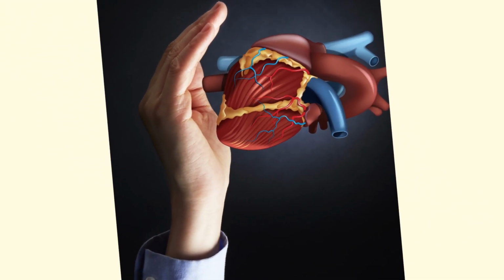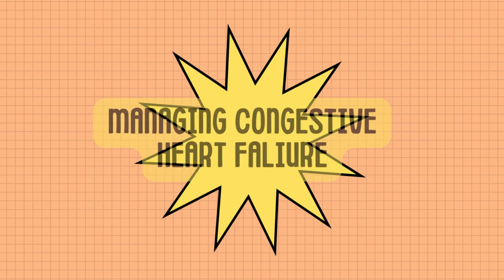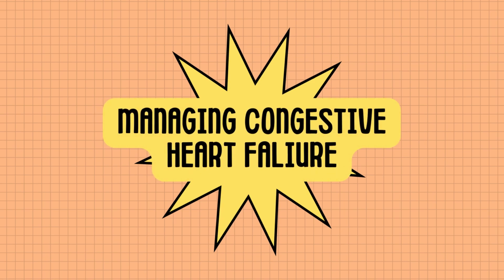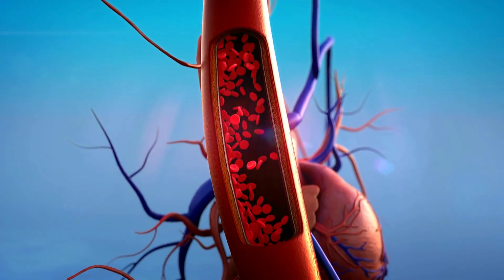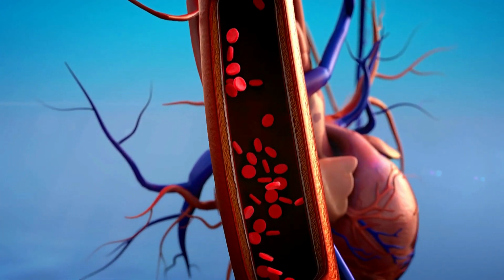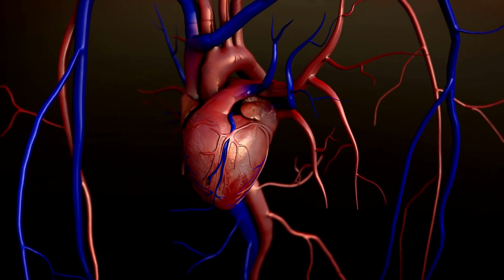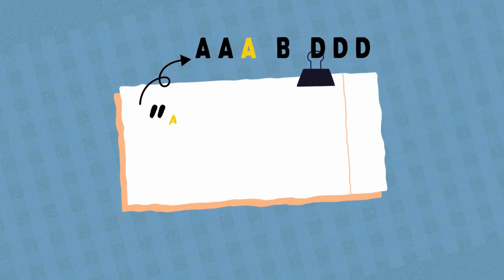managing congestive heart failure. And next, A represents aldosterone antagonists, including spironolactone and eplerenone. These drugs reduce the retention of sodium and water, which can be beneficial in managing congestive heart failure. By losing the sodium and water, we decrease the volume of blood and load on the heart. So our heart needs to do very little work.